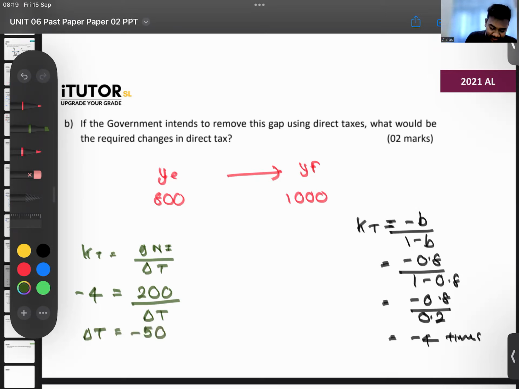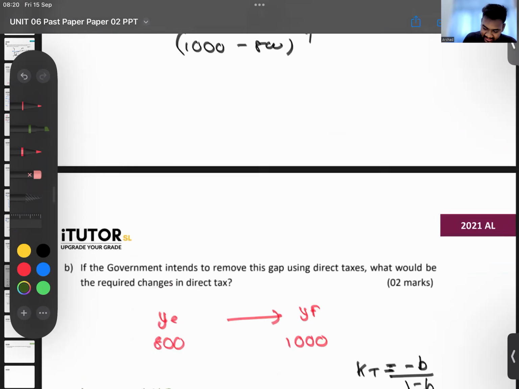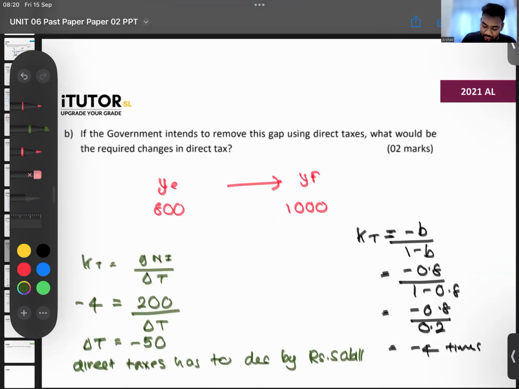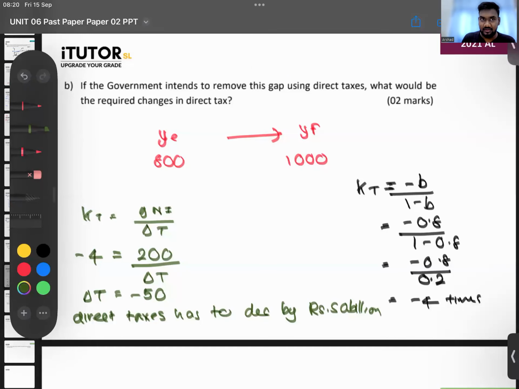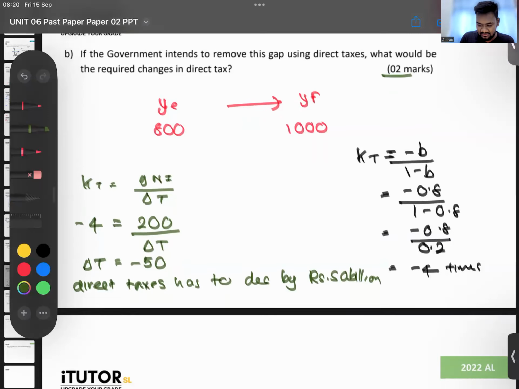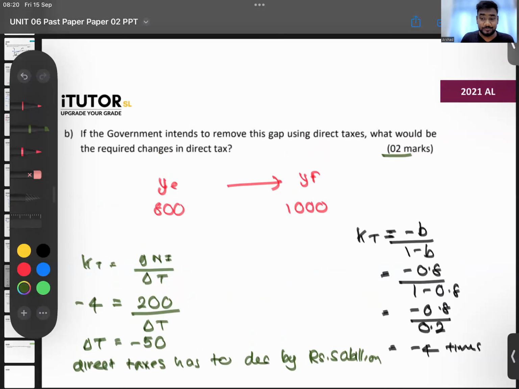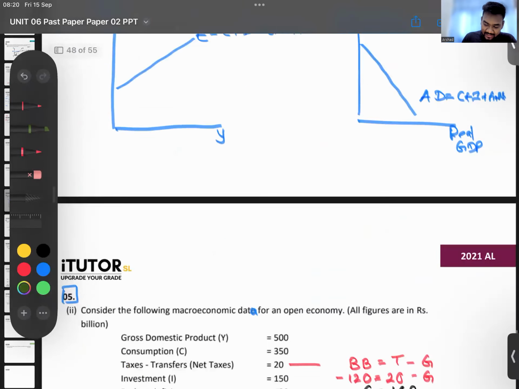So be very specific. This is your working, okay? And for the final answer, say direct taxes have to decrease by rupees 50 billion. That's all. Is that fine, guys? Not at all hard. Manageable? 2021 is also done. Then we can go to 22.